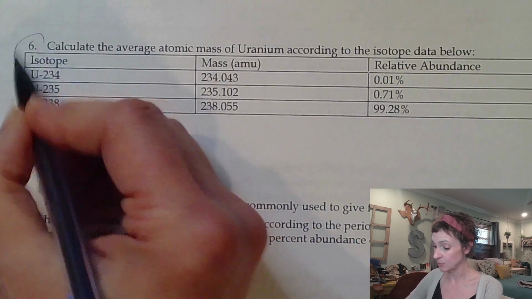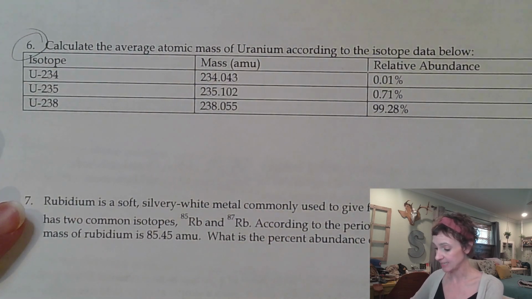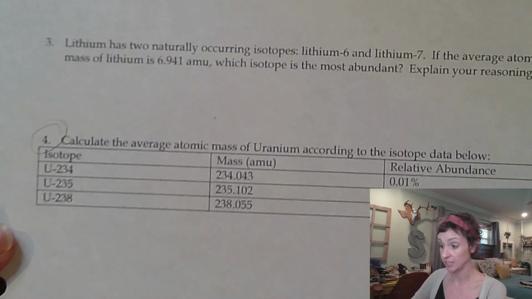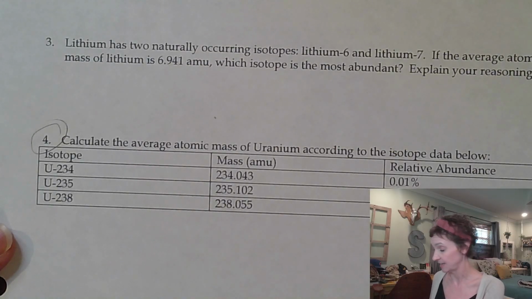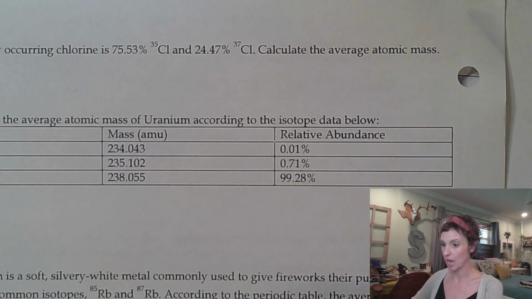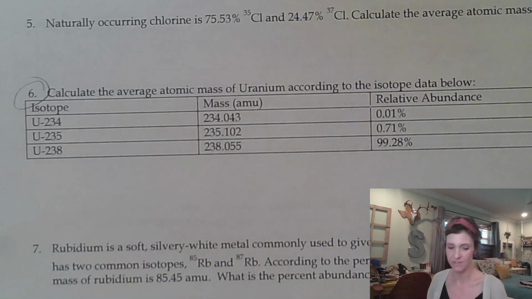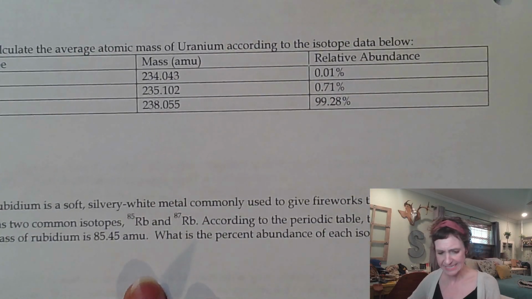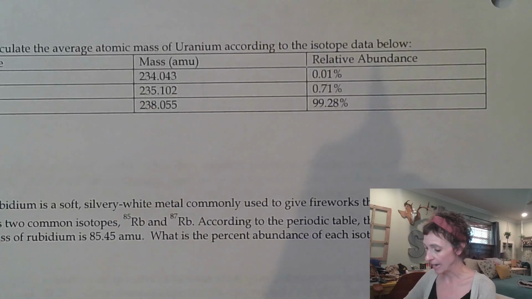So honors, this is question number 6 for you guys. On level kids, if y'all are watching, this is question number 4. So y'all are still on the front page. The question is exactly the same, but I thought this would be a great opportunity for us to practice another one of those calculations like we just went through for magnesium on our notes assignment. Okay, so let's see. It says calculate the average atomic mass of uranium according to the isotope data below.